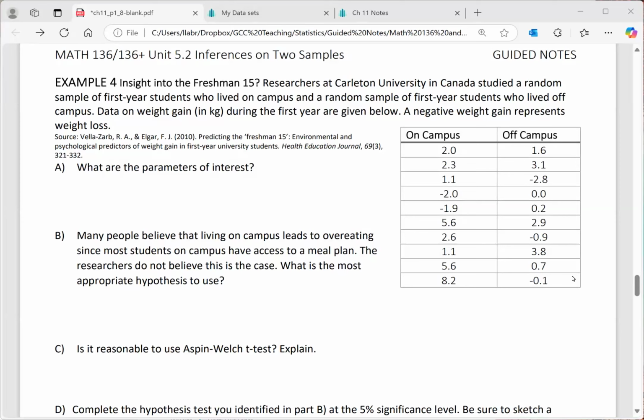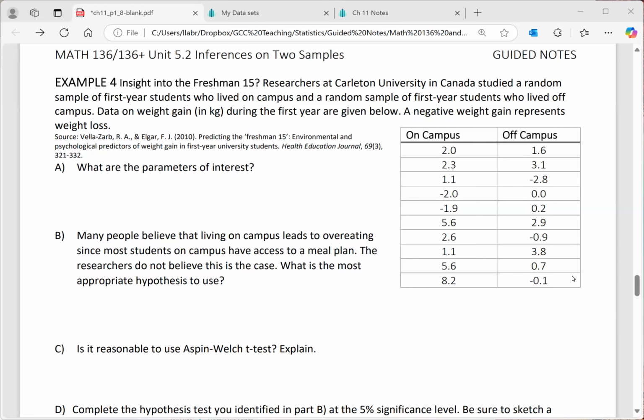So the freshman 15 is essentially this idea that once students go off to college, they tend to gain weight. And I guess this is very precise. The claim is that it's 15 pounds probably. And here we're looking at kilograms. So let's go ahead and notice that this is from 2010.